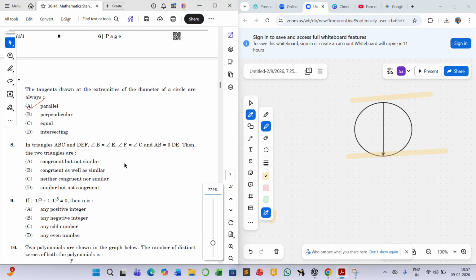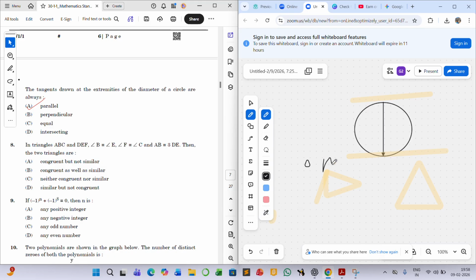Now another question. In triangles ABC and DEF, angle B is equal to angle E, angle F is equal to angle C, and AB is equal to 3DE. So AB is equal to 3DE.